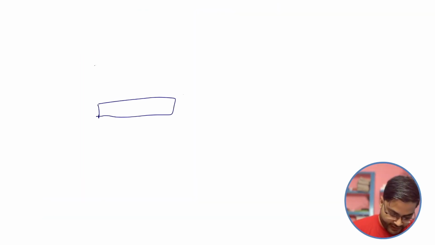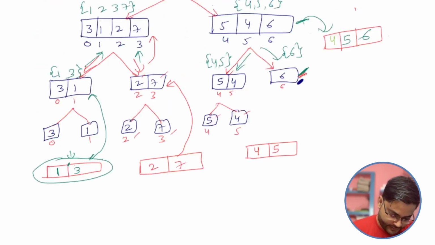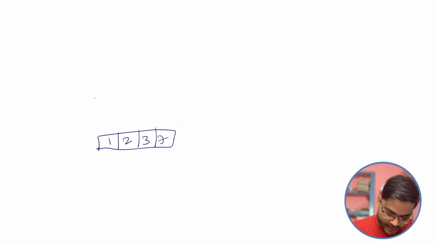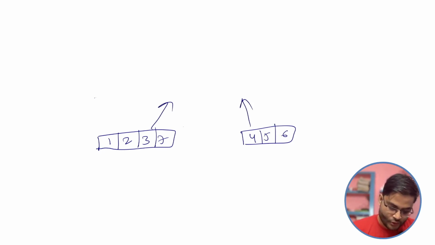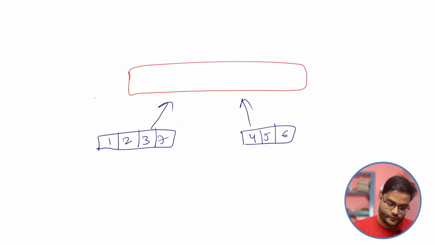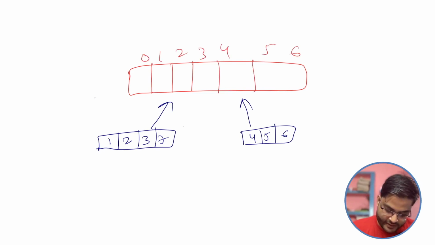So on the left we have 1, 2, 3, 7. Right. And on the right we have 4, 5, 6. Okay. So now we want to merge them. So what I will do, I will take an auxiliary array of size 7. Okay, 0, 1, 2, 3, 4, 5, 6.